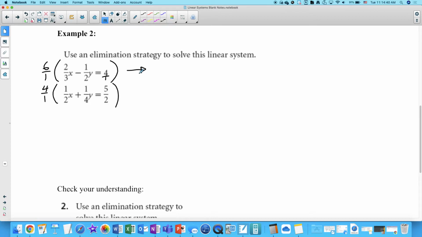So 6 over 1 times 2 over 3 would be 12 over 3. And then 6 over 1 times 1 over 2 is 6 over 2, so 6 over 2y. And then 6 over 1 times 4 over 1 is 24 over 1. And what happens is that all of these fractions now reduce to whole numbers. So this is going to become 12 over 3 is 4x. 6 over 2 is 3, so minus 3y equals 24 over 1 is just 24.